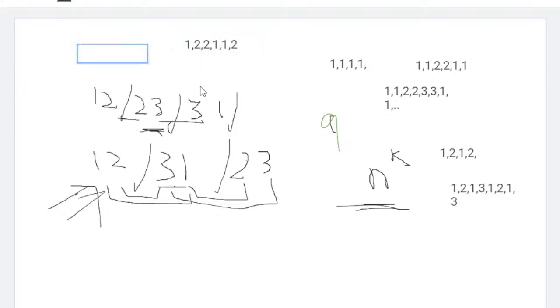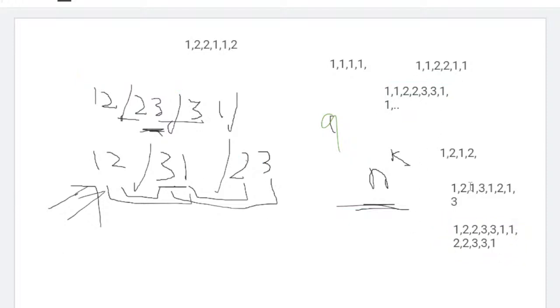Then the next thing is if you have 1 2 2 3, in which case you need to go something like 3 1 and then go again, and then again start. So 1 2 2 3 3 1, keep going like this. This is just a shifted version of this one, to be honest.